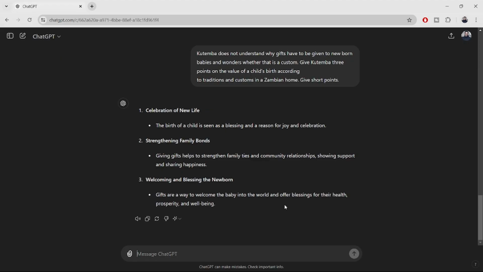6 Points gave us. Number one, the birth of a newborn child is seen as a blessing and a reason for joy and celebration. Giving gifts helps to strengthen family ties and community relationships, showing support and sharing happiness. Then three, welcoming and blessing the newborn. Gifts are a way to welcome the baby into the world and offer blessings for their health, prosperity, and well-being.